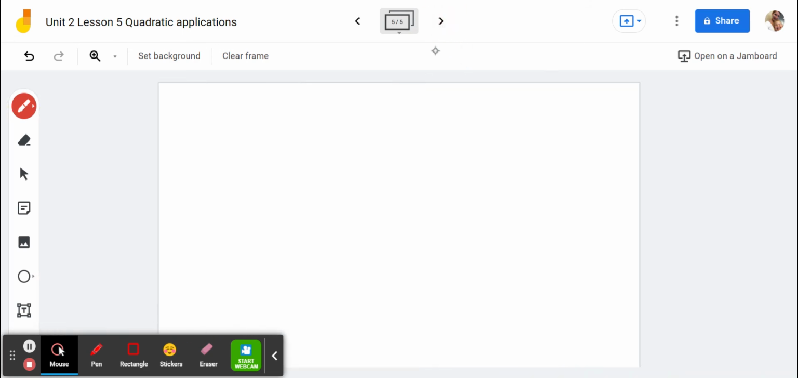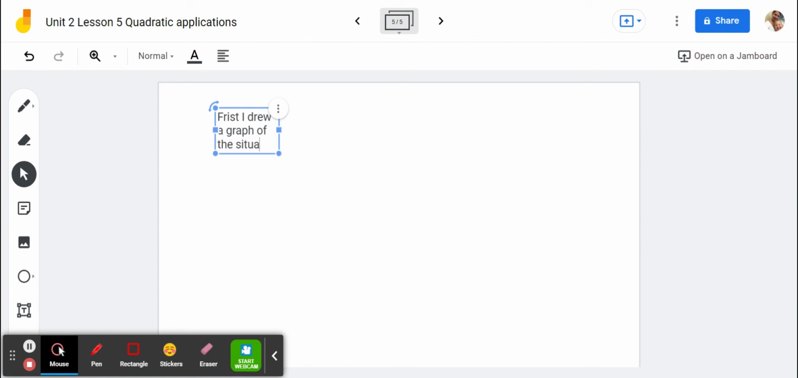All right, so let's get us a blank sheet here. And I'm going to go ahead and use a text box. So explaining how I got an answer, that's using sequential language. So I'm going to start with: First, I drew a graph of the situation modeled in the problem.